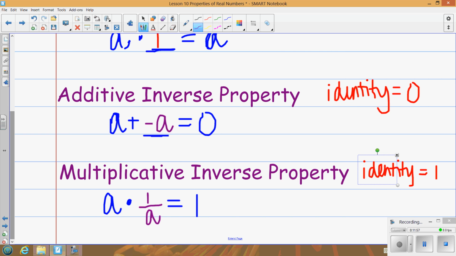Okay. And also just take note that the number 0 does not have a multiplicative inverse, because you can't write a reciprocal. If you have 0, you can't write 1 over 0 because that's undefined. So that's the only one that won't have a multiplicative inverse.